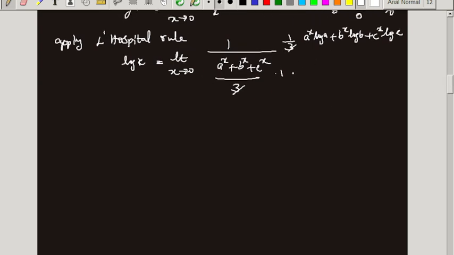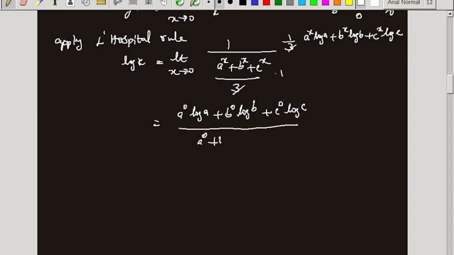Now we apply 0 here. If we apply 0, a power 0 into log a plus b power 0 into log b plus c power 0 into log c, dividing by a power 0 plus b power 0 plus c power 0. So here we get log a plus log b plus log c, dividing by 1 plus 1 plus 1, and here this is the form of log m plus log n plus log o.